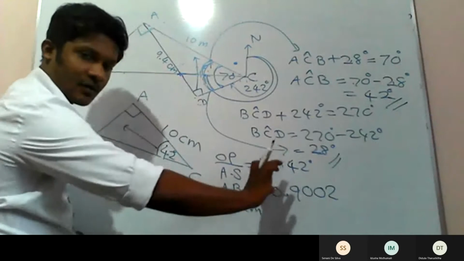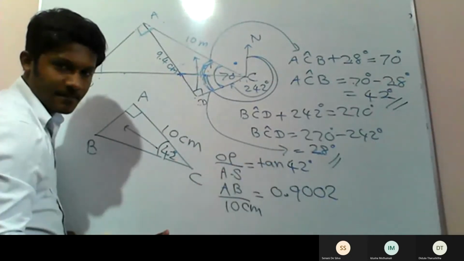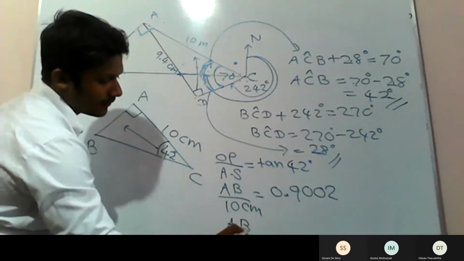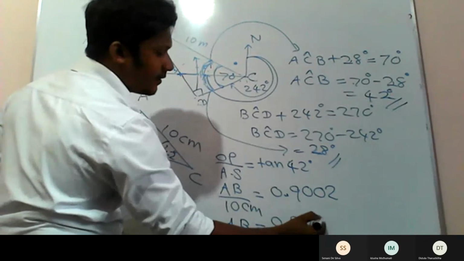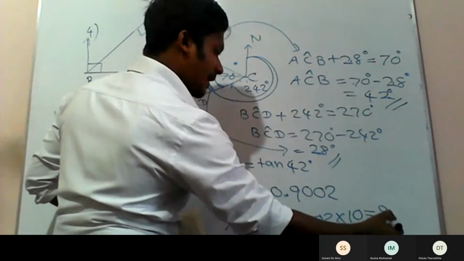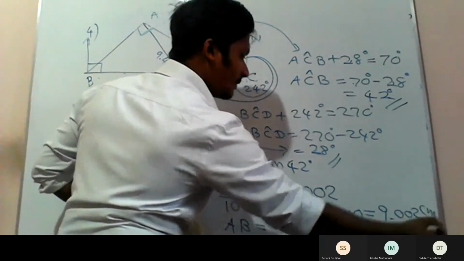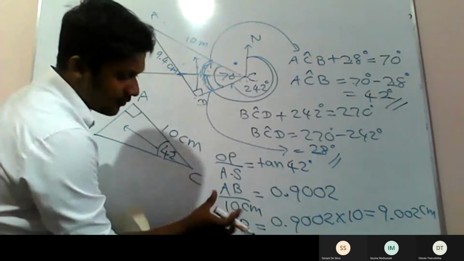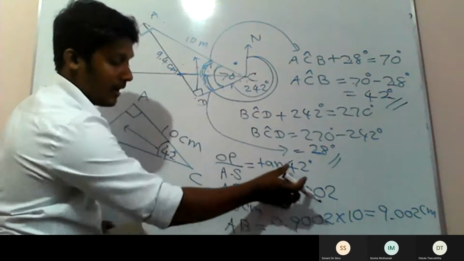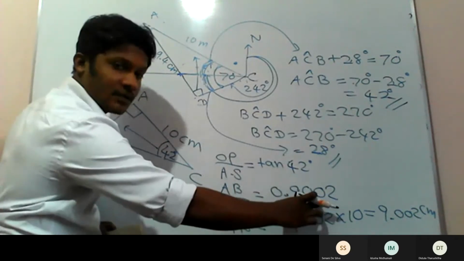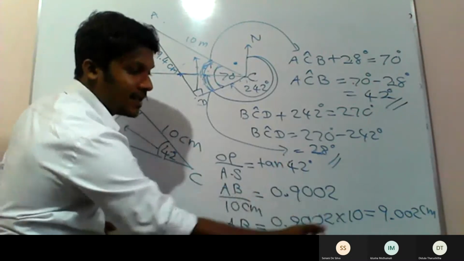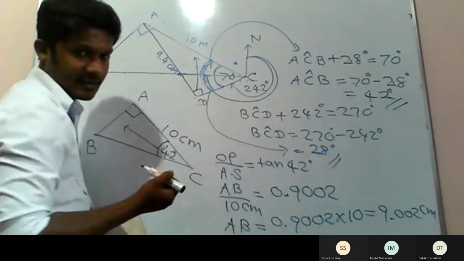Then we multiply using the cross product and find the answer. AB equals 0.9002 multiplied by 10. Then the answer is 9.002 centimeters. We can find the value of AB using the product of the terms, 0.9002 into 10, which gives 9.002 centimeters.